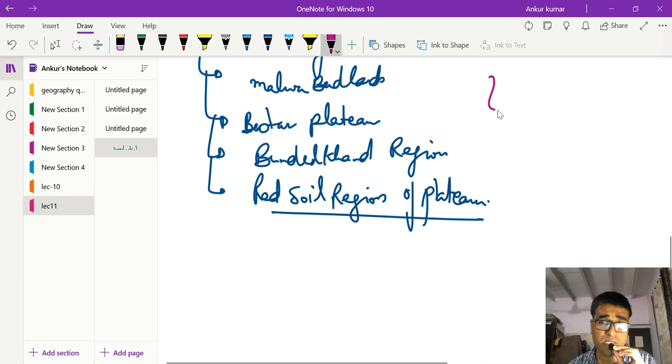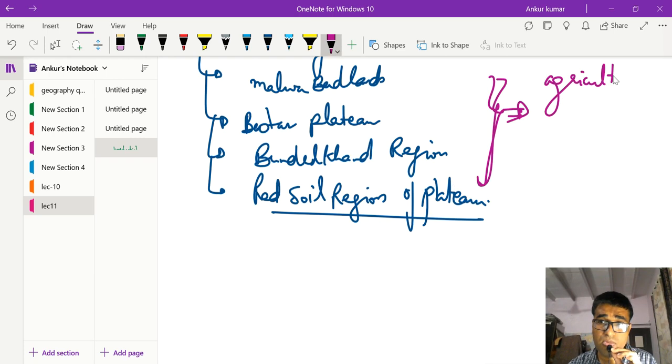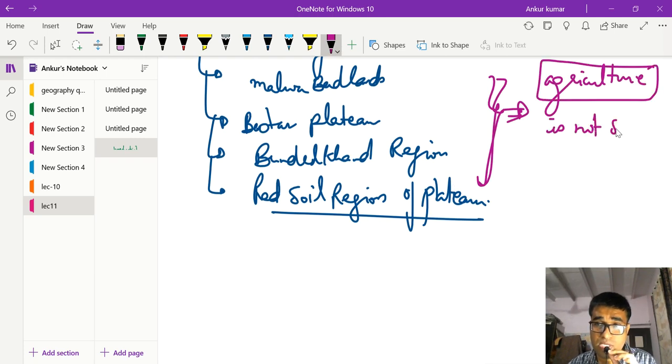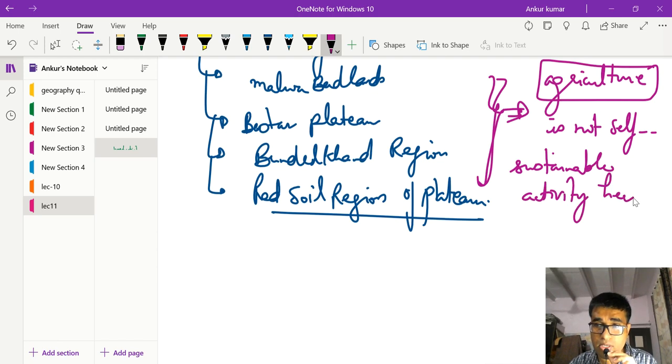So what is the problem here? The natural resource problem. For example, land is very degraded, rainfall is very less, natural resources are very low, land fragmentation is very high, so all these problems are prevalent in this area. So agriculture is not a self-sustainable activity here. So what is the solution in this region?